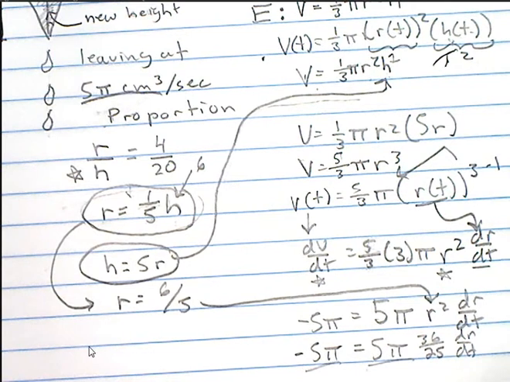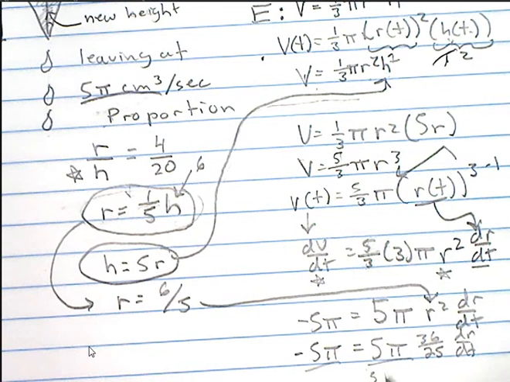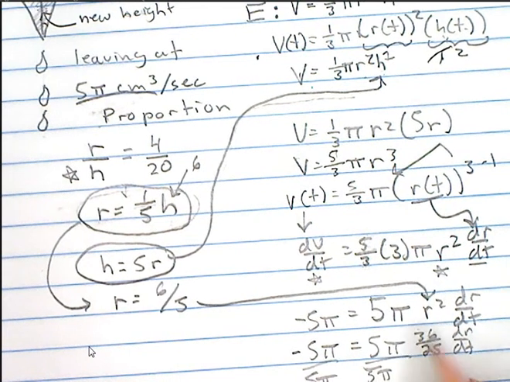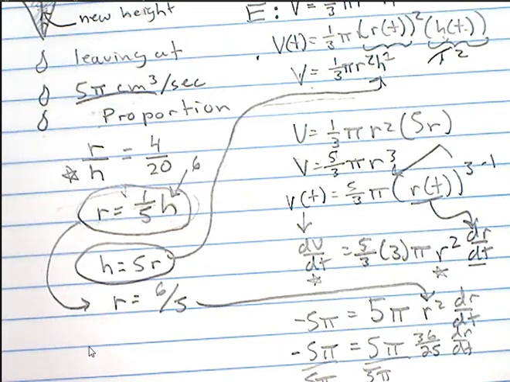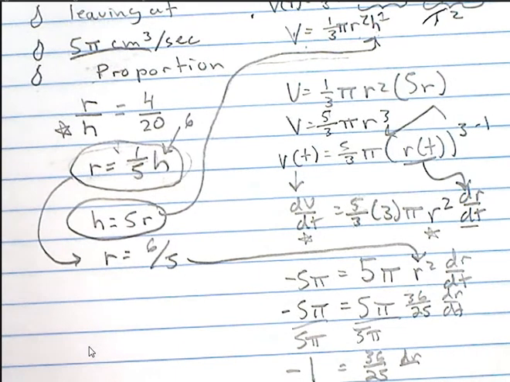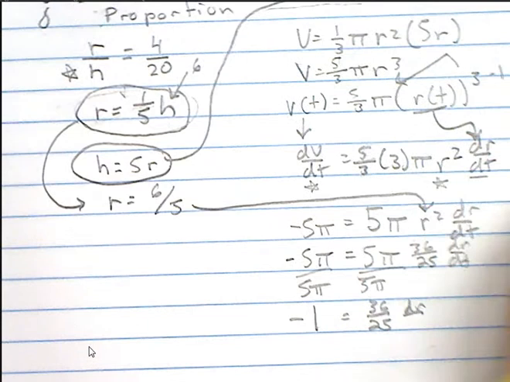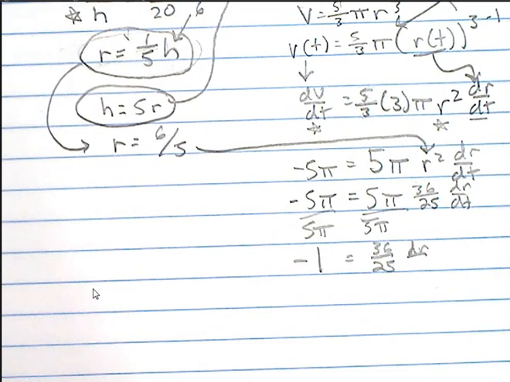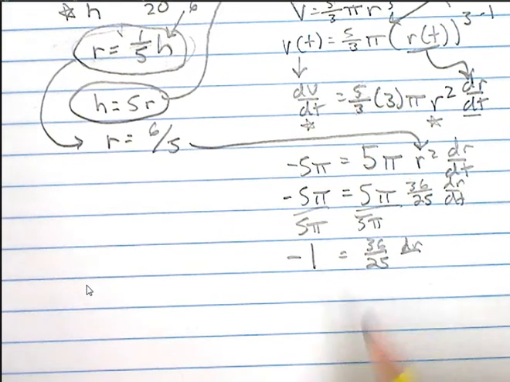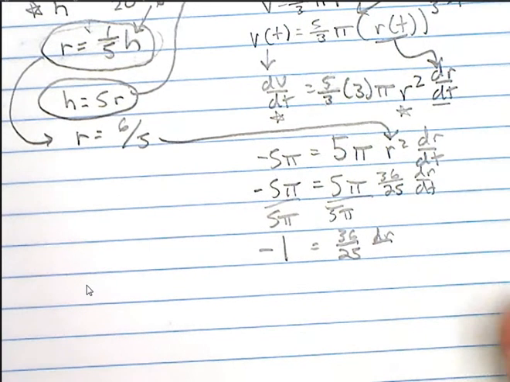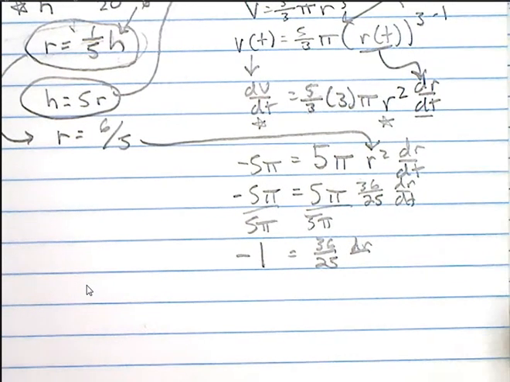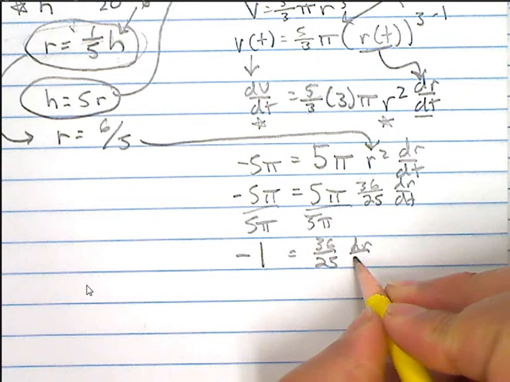And then 36 over 25. I divided by 5 pi. Alright, dr dt. Well, ran out of room there, sorry. I don't like having this thing so zoomed in, but when I zoom out it looks too small. Alright, so 36 over 25 dr dt.